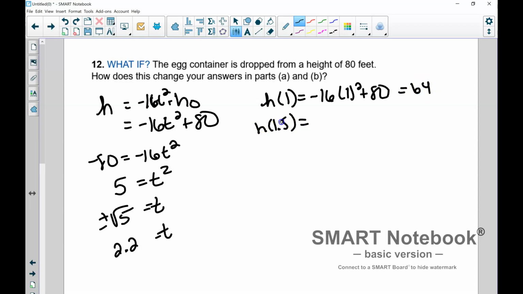That's where it was after 1 second. Where was the container at 1.5 seconds? So again, in my calculator, I'm doing negative 16 times 1.5 squared plus 80. That gives me 44. That's not going to change, though. I'm still going to have 20 feet between those two.